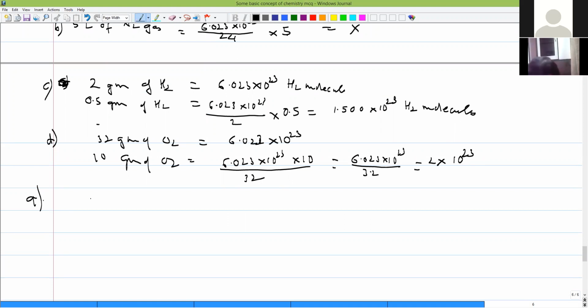Question number 9. क्या दिया formula? Is COX, and you are given vapor density.